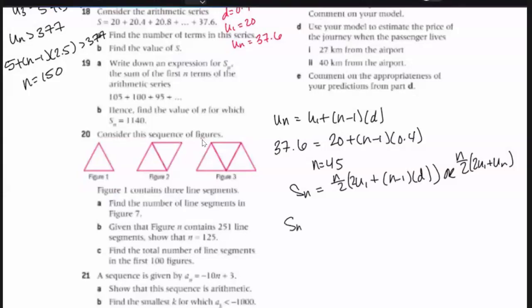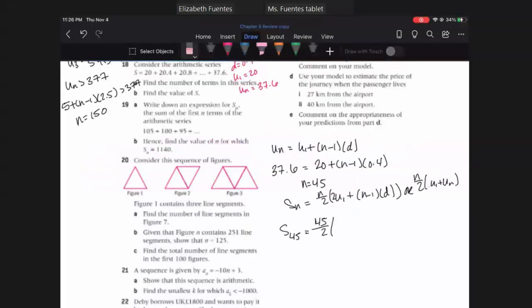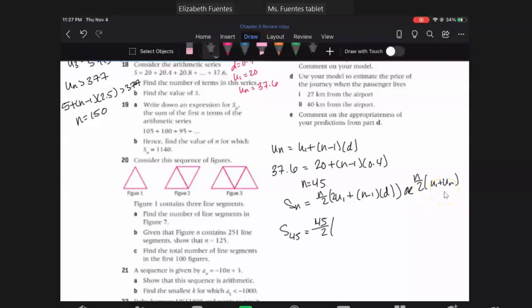S of n, and in this case, I know n. I just solved it, which is 45. S of 45 equals 45 over 2 times u of 1. Let me make sure I have the right formula. Okay, the shorter formula is just u of 1 plus u of n. So I know u of 1. U of 1 is 20. That's the first term in my sequence, or my series right here. And I know u of n. U of n is what I'm looking for in this case, my last term in my sequence.